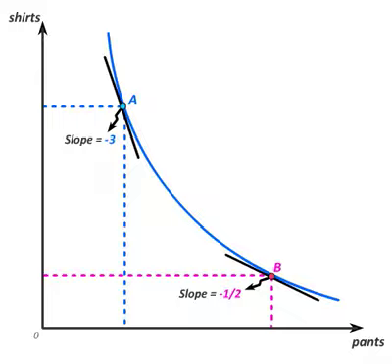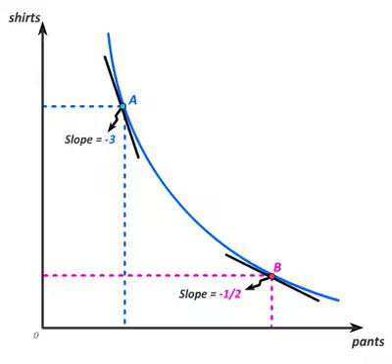If one wanted to talk about the marginal rate of substitution of pants for shirts, you would take the inverse of the slope. So, at bundle A, for instance, the consumer is willing to give up 1/3 pair of pants to get 1 more shirt, and at bundle B, she's willing to give up 2 pair of pants to get 1 more shirt.